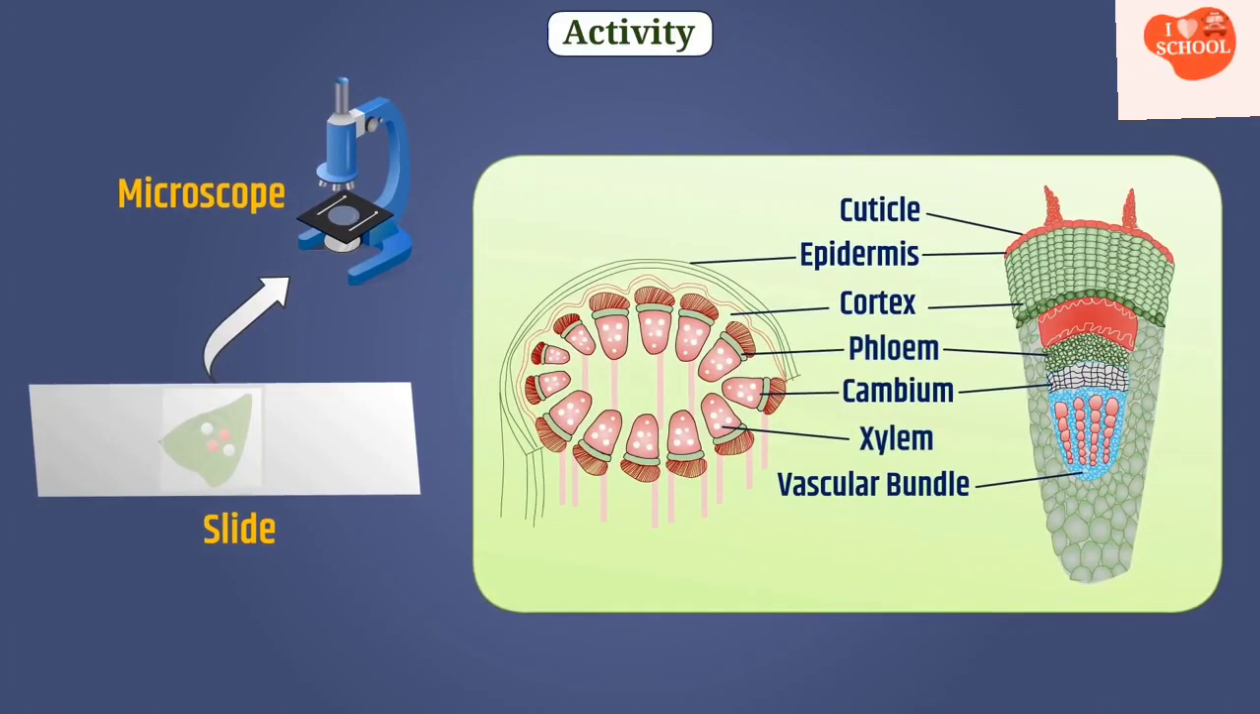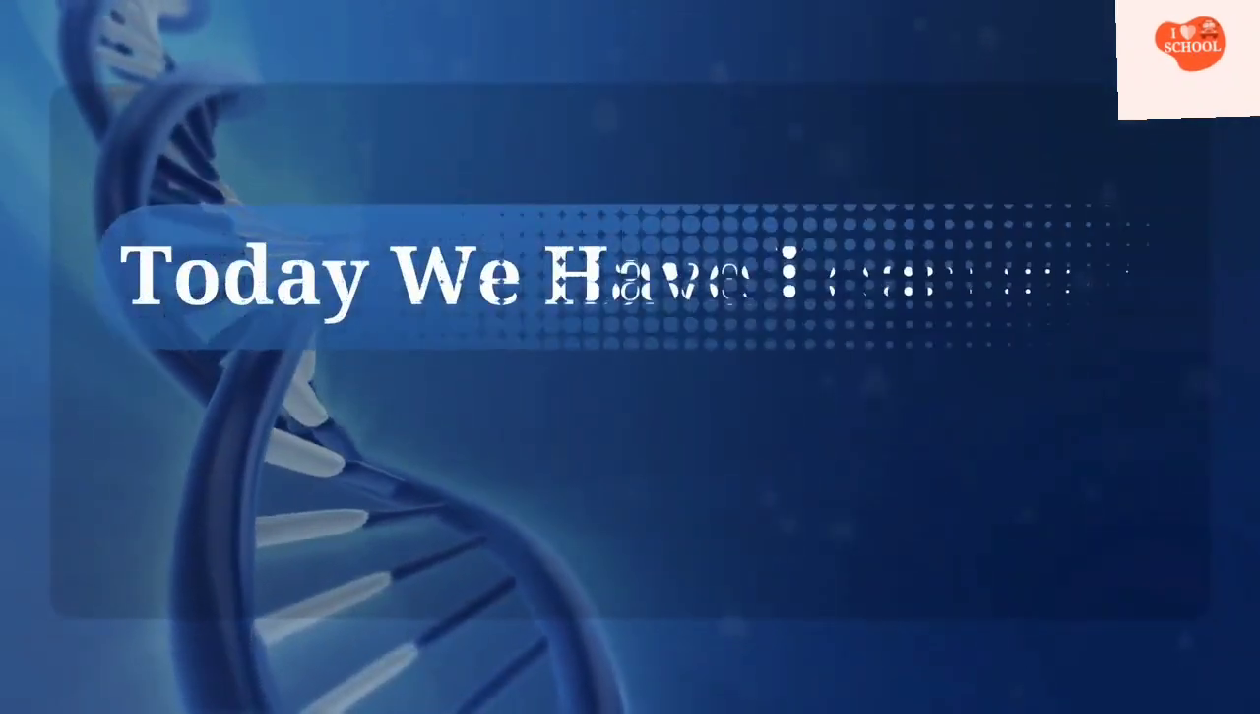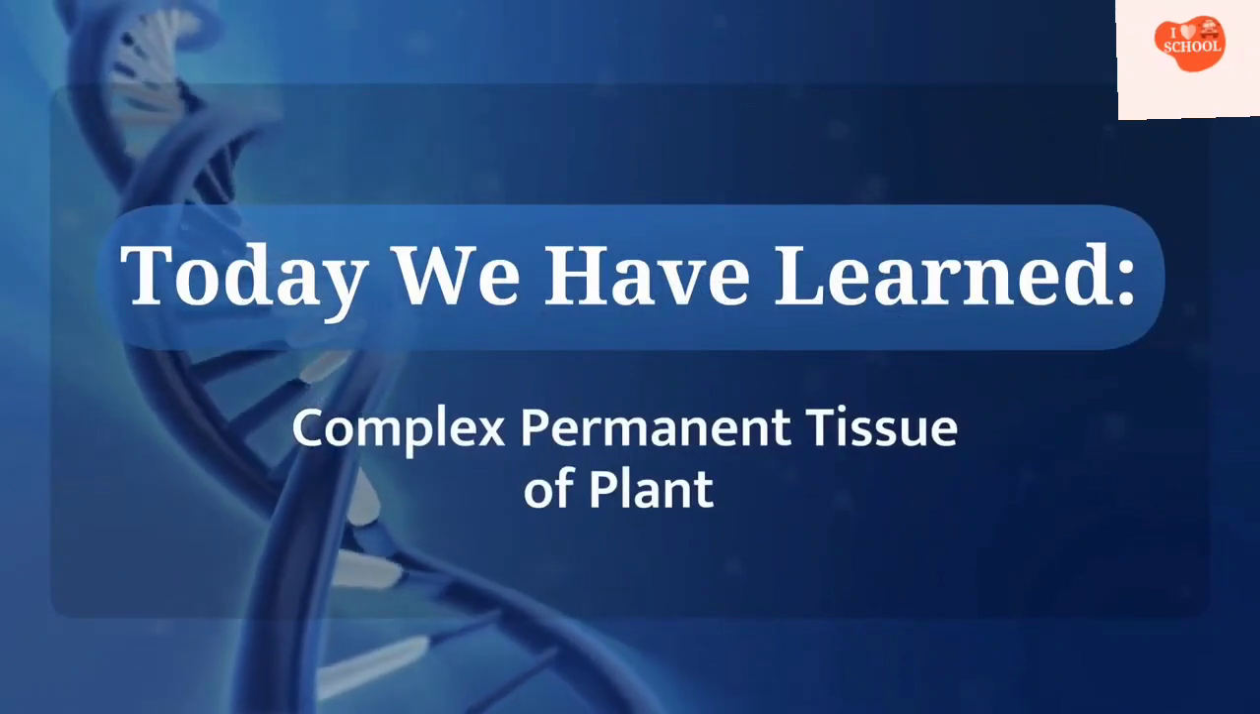We can see that in the figure, the structure of all cells is different. That is, in stem, different types of cells are present. In this figure, we can also see the position of complex permanent tissue, xylem and phloem, in stem. From this figure, we get to know how different cells form a group, that is, tissue. All these tissues perform different functions in the plant. In this way, today we learned about the complex permanent tissue of plant.